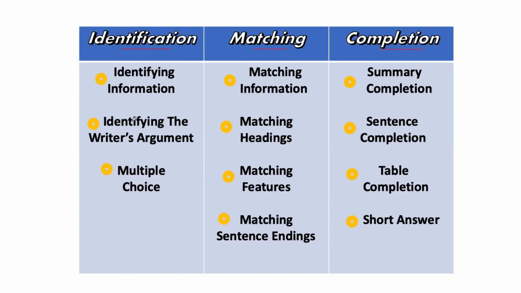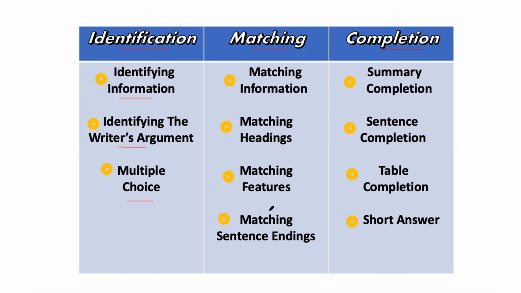Just to give you a little overview here, identifying information and identifying the writer's argument are similar in that you'll have to answer questions that are similar to true and false or answering yes and no. The difficult part about this is that there's an option not given, and this usually confuses students. We'll go ahead and look at this together. Multiple choice is something that students have seen in the school setting or university setting. It's probably the most familiar type of question, and you'll have to identify the main points and identify the answer to your question from a group of options.